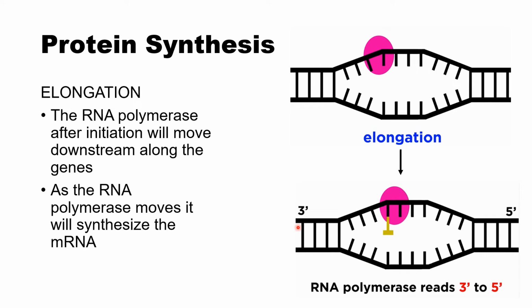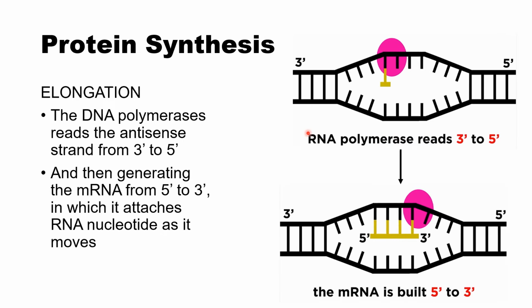Essentially, as the diagram implies, it goes from left to right. From 3', it will move until 5'. While it moves, the RNA polymerase, this pink enzyme, is reading the bases. These sticks are called the bases. After that, the polymerase reads the antisense strand, which I explained earlier, from 3' to 5', and then generates the mRNA from 5' to 3', attaching RNA nucleotides as it moves.